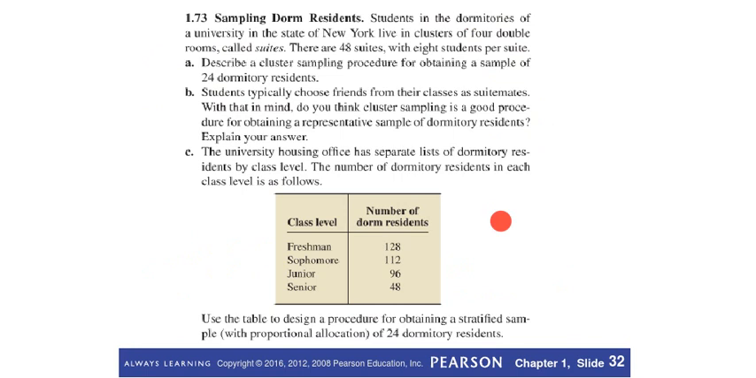Now in C, the University Housing Office has a separate list of dormitory residents by class level. The number of dormitory residents in each class is shown as follows. There's 128 freshmen, 112 sophomores, 96 juniors, and 48 seniors. Use this table to design a procedure for obtaining a stratified sample. So we're going to compare a cluster sample, and this time a stratified sample, with proportional allocation of 24 dormitory residents. All right, so take a few moments here, write out your answer, pause the video, and then we'll come back and take a look at your answers to compare.